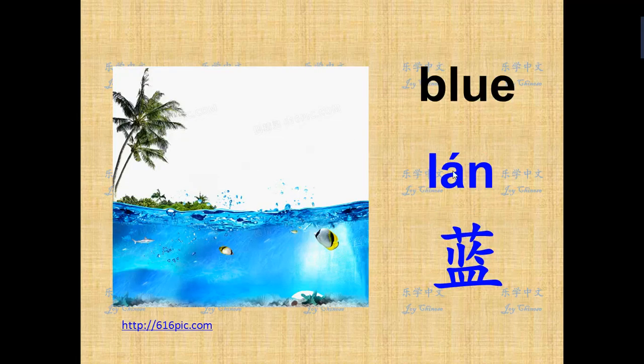Next one is a color. Le, an, lan means blue. So far we have learned green, lü, and white, bai. So this is the third color we learned, lan, blue.